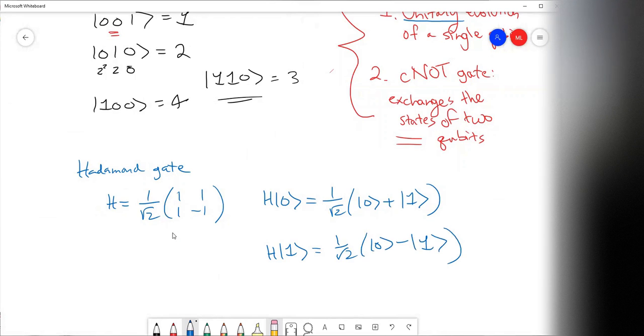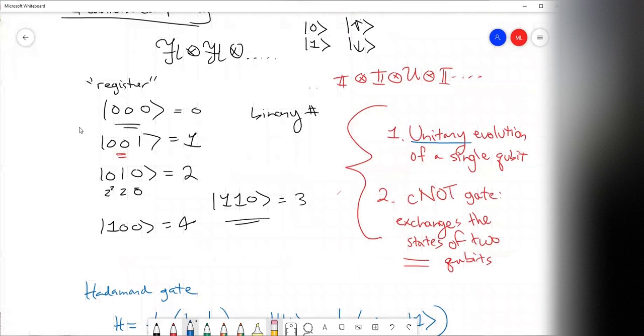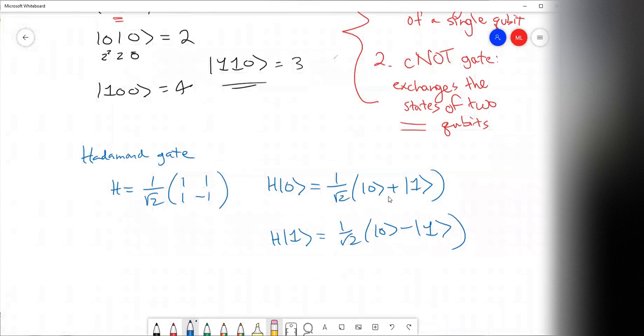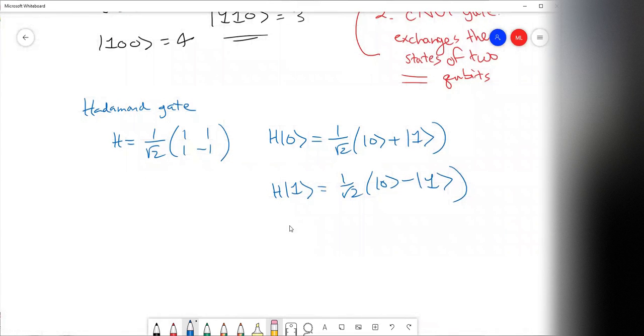Why is this cool? Because you see it takes a 0 and gives you a superposition of 0 and 1. So if you take this unitary evolution and apply it to every single qubit in a register full of zeros, then you would get a linear combination of all the numbers. You get all the possibilities for 0 and 1, because each 0 converts to both a 0 and a 1. Then you multiply them all together in the tensor product, and you can construct a superposition of all the possibilities of the bits.